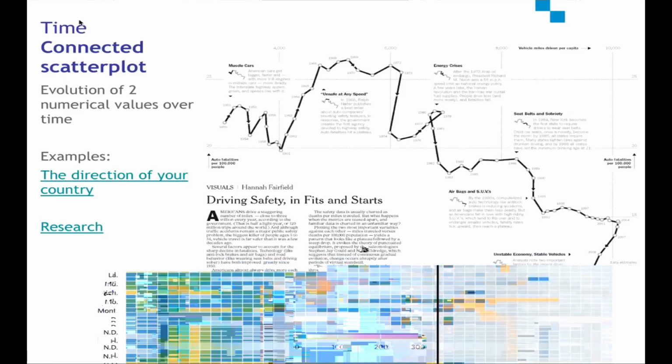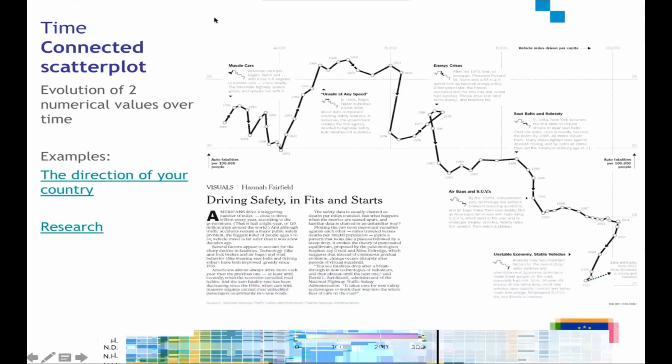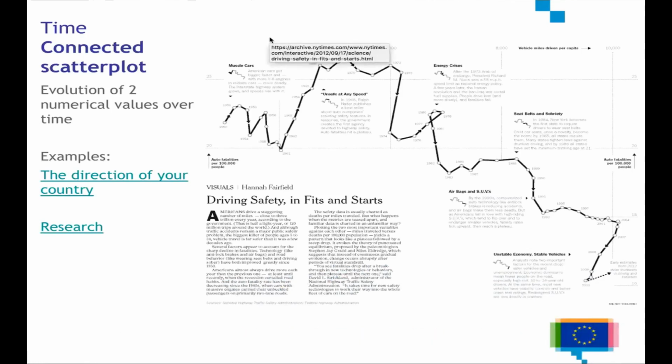So we have two numerical axes, and in this case we have the amount of miles or kilometers driven by people in the United States on the x-axis. So if we go to the right, that means that people are using their cars more. And the y-axis is the number of fatalities per 100,000 people. So if we go up in this chart, that means that there are more accidents and more victims from traffic accidents. So each dot represents 1 year, and the dots are connected chronologically.